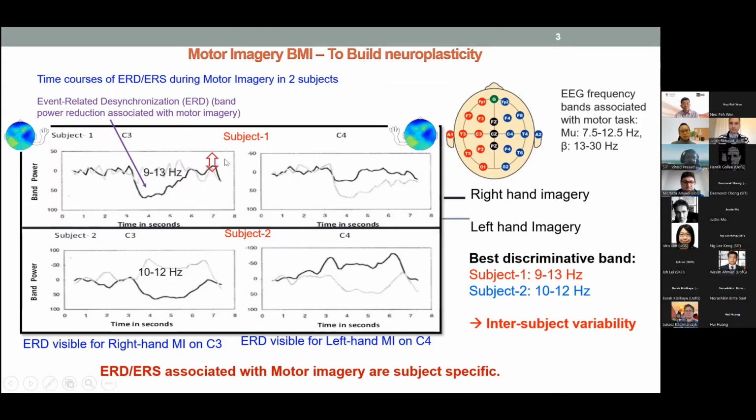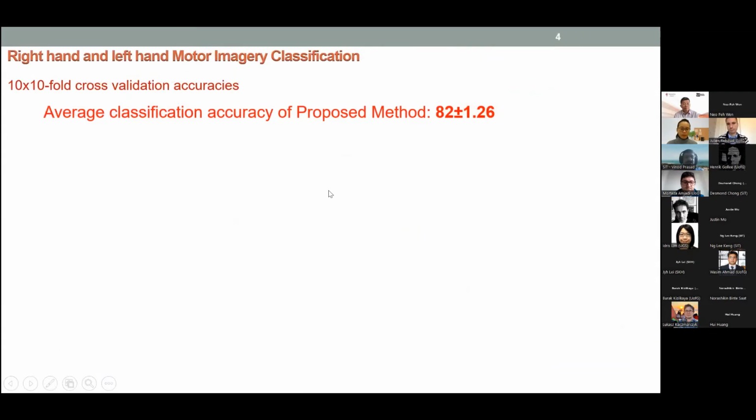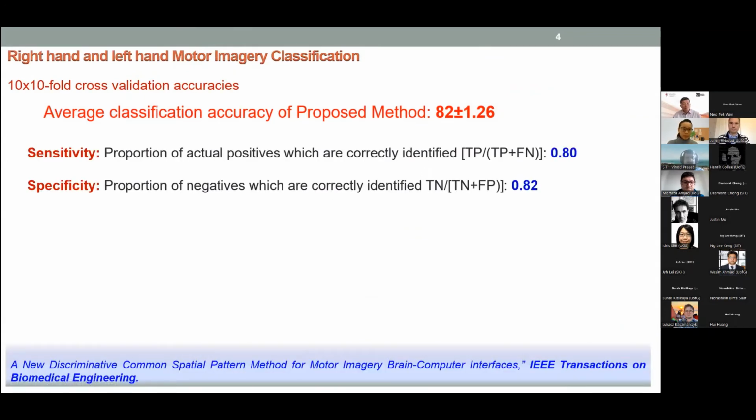Now what you see here, for subject 1, the discriminative frequency band is 9 to 13 Hertz. Whereas when subject 2, the bottom left plot, performs the same task of right hand motor imagery, you can see the discriminative frequency band is different, 10 to 12 Hertz. So we came out with an adaptive method that tracked these discriminative frequency bands and classified motor imagery. That is the first work, which we achieved with about 82% classification accuracy.